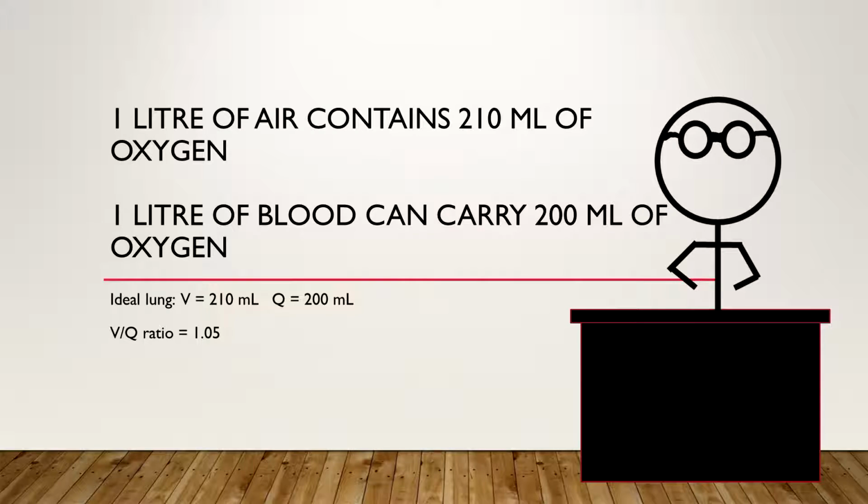Under ideal circumstances, 1 liter of air contains approximately 210 milliliters of oxygen. Hint, this is where the FiO2 of 0.21 comes from. On the other hand, 1 liter of blood can hold about 200 milliliters of oxygen in the hemoglobin and dissolved in the plasma. Therefore, in an ideal lung, the VQ ratio is about 1.